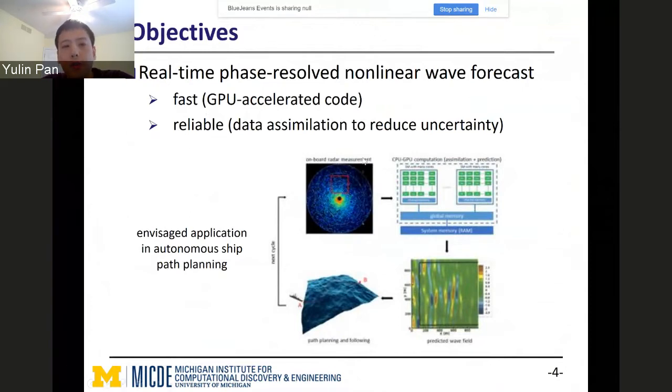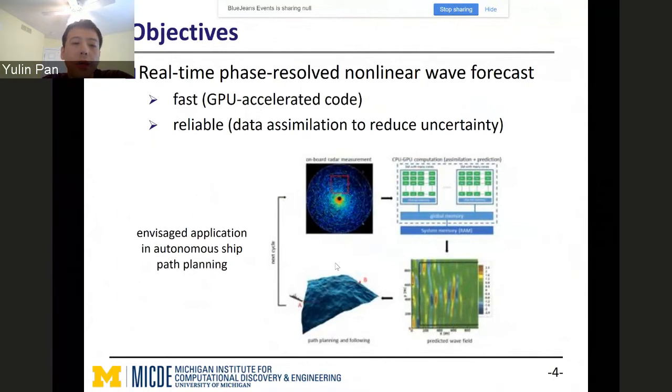And for that purpose, our solution is to accelerate the code on the GPU architecture, which can be conveniently installed on ships and ocean offshore platforms. Second, we need the new model to be reliable, and the solution is to use data assimilation to reduce uncertainty involved in the computation. We believe that this new capability will open a new paradigm in marine engineering.